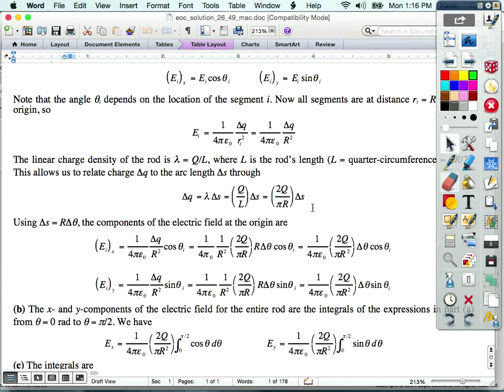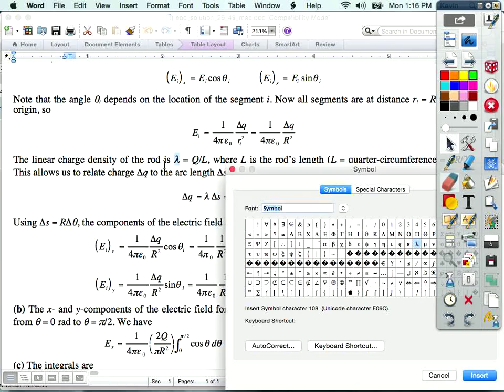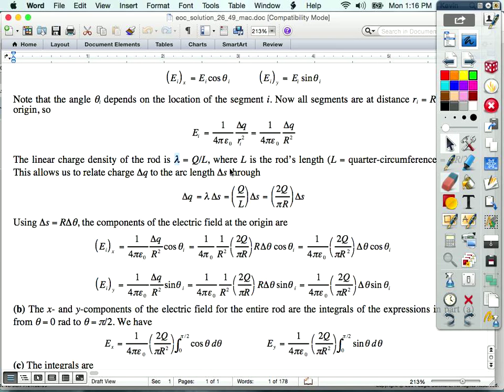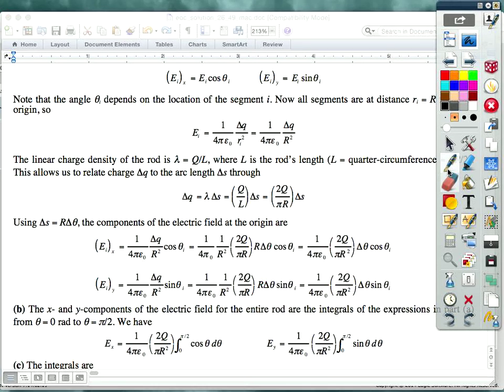Then you'll remember me talking about this lambda, which is the linear charge. That's linear charge density, right? You'll remember I presented two possibilities. You can say that delta Q is going to be the linear charge density times delta S, because it's an arc, so we're taking some little tiny piece of that arc.